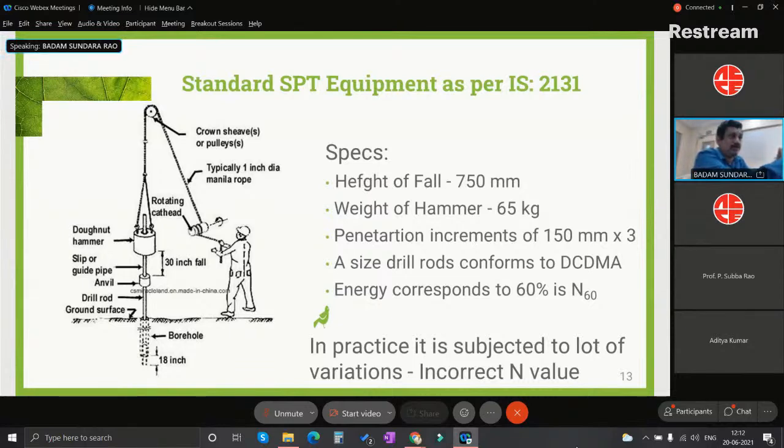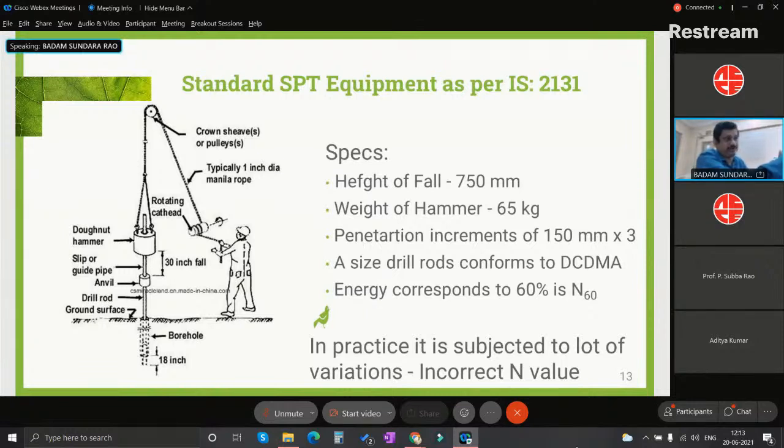We all know SPT is nothing but driving a split spoon with standard dimensions as per IS 2131. We have driving equipment in the form of a wire rope fixed on a tripod, and the driving force is given with the help of a cathead, operated manually, or using a cathead of a rotary drill, or simply a winch. This is the driving mechanism, that is, the pull given to the wire rope. And we have a simple guiding mechanism for the anvil, and also a falling weight.